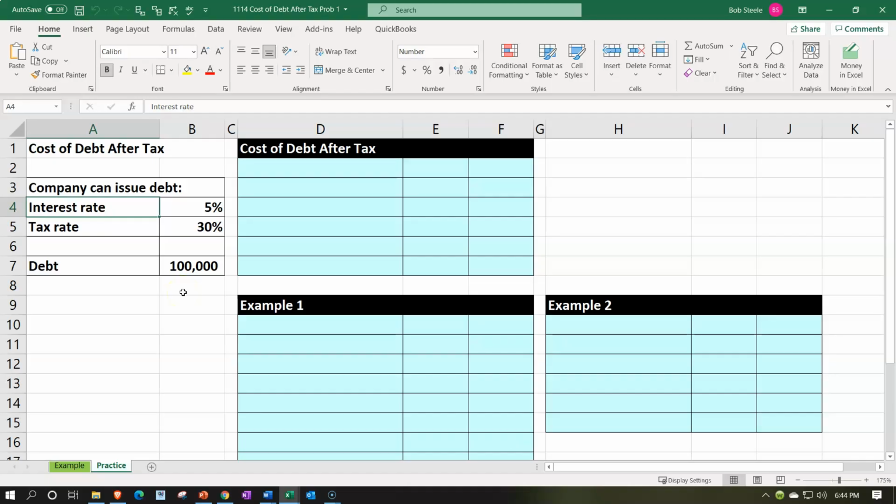Here we are in our Excel worksheet. If you have access to the Excel worksheet and would like to follow along, note that we are in the practice tab as opposed to the example tab, the example tab in essence being an answer key. We have the information on the left-hand side. We're going to populate that information into the blue area on the right-hand side.